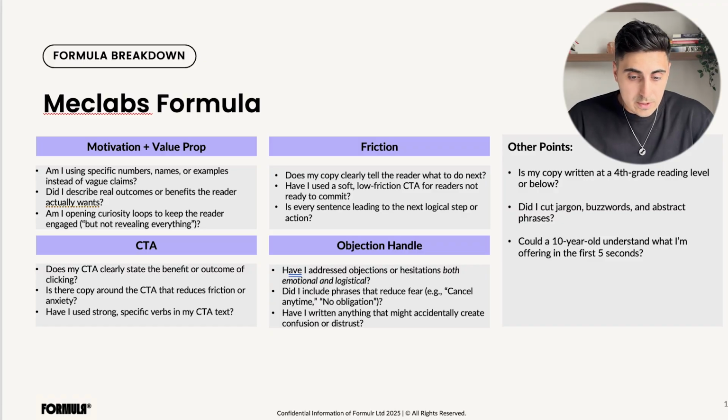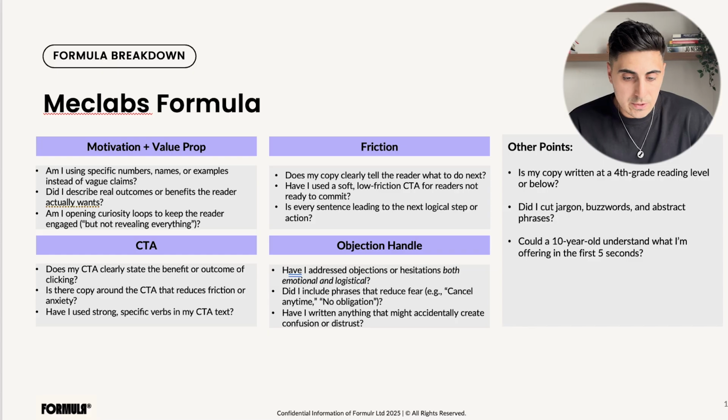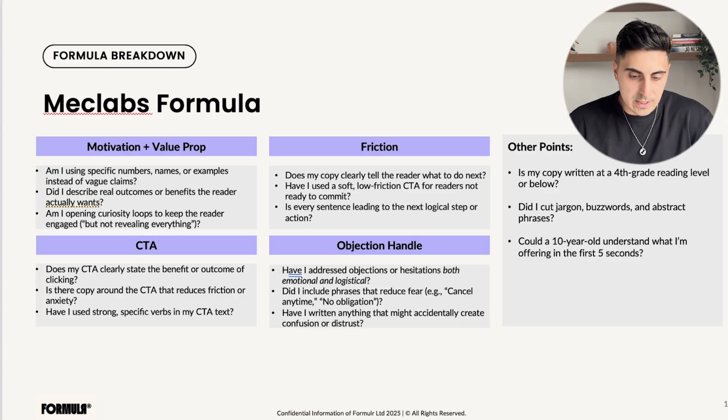Onto the friction: does the copy clearly tell the reader what to do next? Is it clear, the trial, the quiz, the sample pack that you're looking to push them towards? Have I used a soft, low friction CTA for the readers who are not ready to commit? Again, if you can't get them to buy straight away, push them towards that secondary lead magnet, trial, or whatever. Is every sentence leading to a logical next step? For this one, I'd say it's more about making sure that your visual hierarchy of your page is correct. You wouldn't want to put, let's say, delivery information in the hero section unless your product is time bound or specifically urgent.